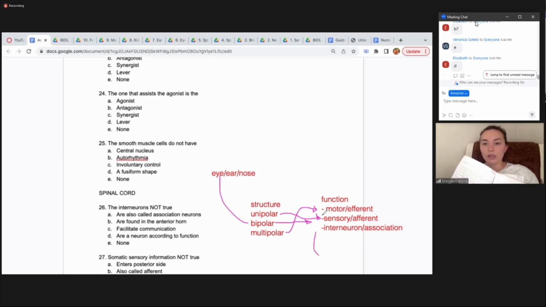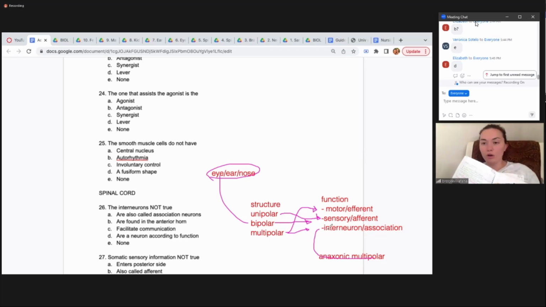Interneurons don't really belong in the unipolar, bipolar, or multipolar. They're like an anaxonic multipolar because they have a lot of processes and they don't have an axon. But this isn't really something you need to know for the test. You want to know for the test that multipolar are motor, bipolar are eye, ear, and nose, which would be sensory. And then the unipolar, obviously the dorsal root ganglion, and those are sensory.